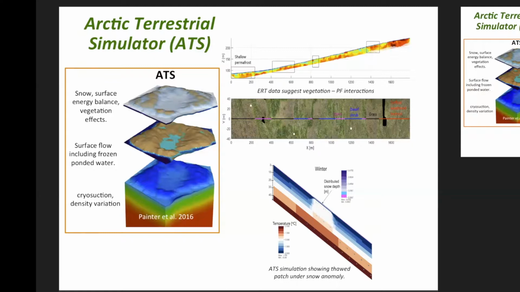And so Ethan is using this model, this three-dimensional model, ATS, to look at a hypothesis which is out there in the literature, but has not been thoroughly analyzed with a model like this, of how shrub or vegetation cover interactions with snow can affect thaw depths over time. So that's the type of study that can be done with this model.